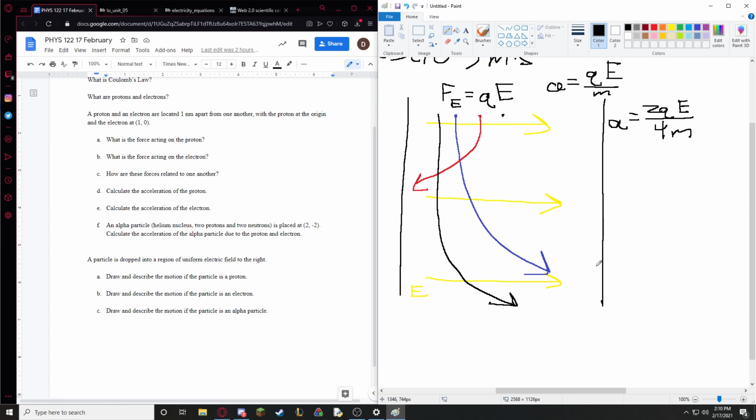Anyone feeling still a little unsure about Coulomb's law or electric forces or electric fields?